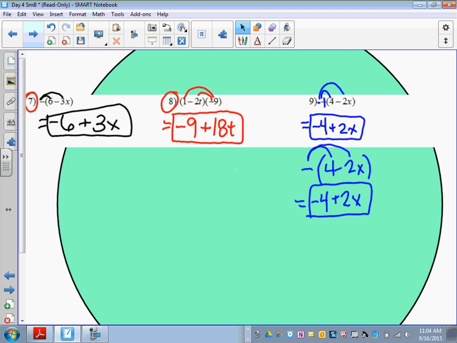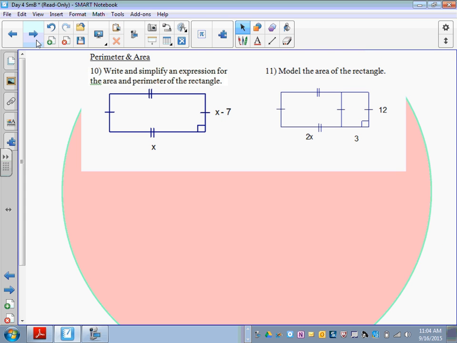Alright, let's take a look at one of these problems. I love these types of problems because there's words and everyone groans at these. Alright, so we're going to take a look at number 10. It says, write and simplify an expression for the area and perimeter of the rectangle. I like to always read word problems just once to get an idea of what's going on, and then go back through and mark it and dissect it, see what we need to do.